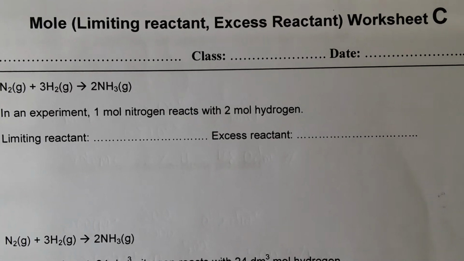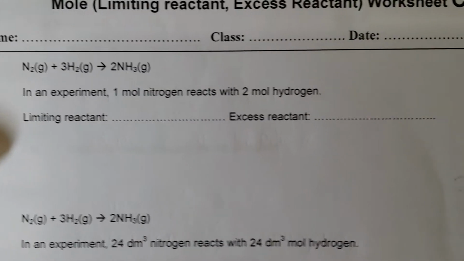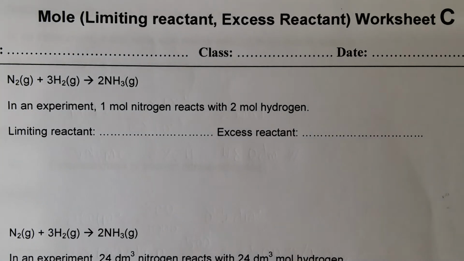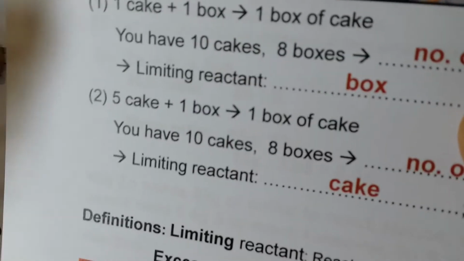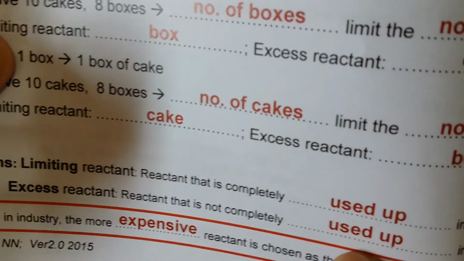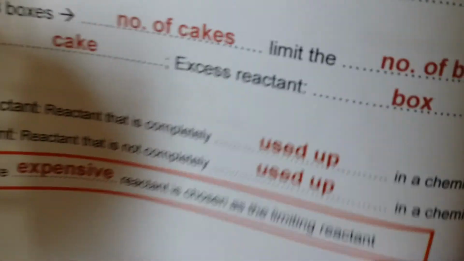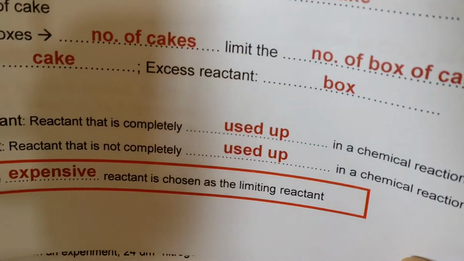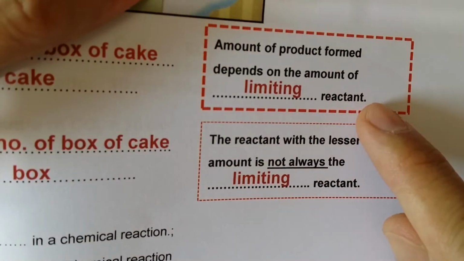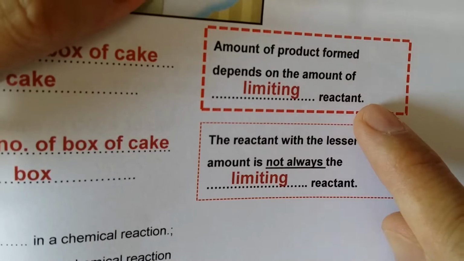This is the video on mole concept worksheet C, limiting and excess reactant. When you are doing questions regarding the limiting and excess reactant, you need to know what you mean by limiting reactant and what you mean by excess reactant. The definition of limiting reactant is the reactant that is completely used up in a chemical reaction. Also, the amount of product formed in a chemical reaction depends on the amount of limiting reactant.